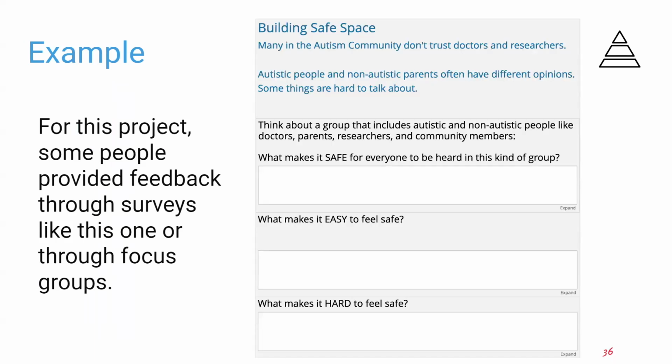Building safe space. Many in the autism community don't trust doctors and researchers. Autistic people and non-autistic parents often have different opinions. Some things are hard to talk about. Think about a group that includes autistic and non-autistic people like doctors, parents, researchers, and community members. What makes it safe for everyone to be heard in this kind of group? What makes it easy to feel safe? What makes it hard to feel safe?